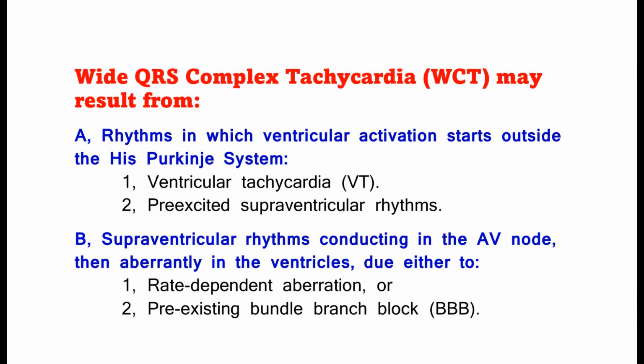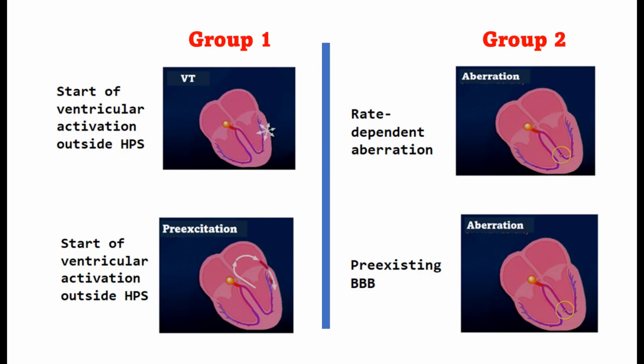Pre-excited supraventricular rhythms. b. Supraventricular rhythms conducting in the AV node, then aberrantly in the ventricles, due either to 1. Rate-dependent aberration, or 2. Pre-existing bundle branch block, BBB. In this way, patients with WCT can be classified into two groups, Group 1 including VT and pre-excited supraventricular rhythms, in both of which ventricular activation starts outside the His-Purkinje system, and Group 2 including supraventricular tachyarrhythmia with either rate-dependent aberration or pre-existing BBB, in which the impulse conducts in the AV node followed by abnormal intraventricular conduction.